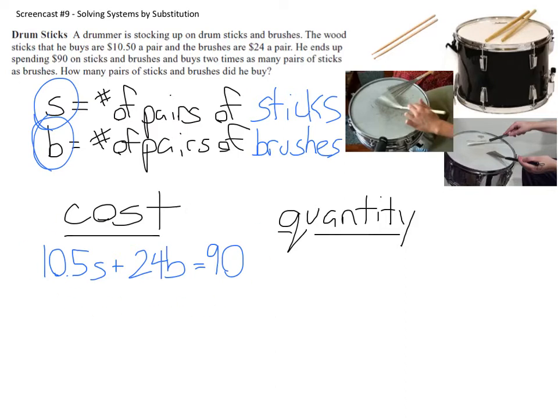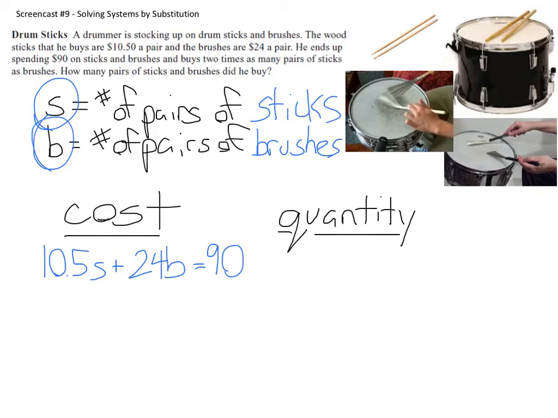And thus, we have just established our cost equation. And now you probably see why I call it the cost equation, because all the numbers here represent how much money is being spent on the sticks and the brushes for a total of $90. So nothing but money in this situation is being represented, nothing but cost. All right, good. Now what we have to do is establish the quantity situation.